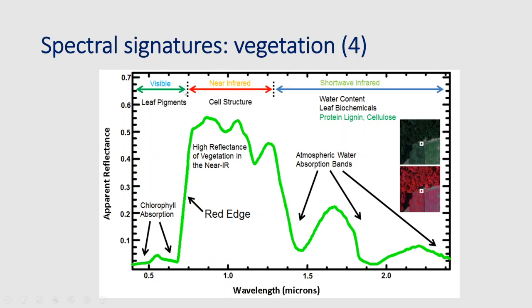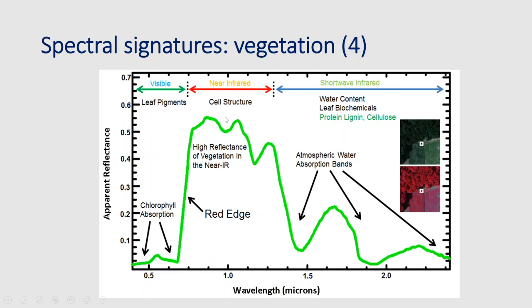You see here we have the visible, the near infrared and then the short wave infrared. Here we have how the vegetation in the visible is reflecting from 0.4 to 0.7, with a relative maximum of reflectance in the green, so this kind of vegetation will appear green when observed by a human eye. Here we have the chlorophyll absorption in the blue and in the red band.